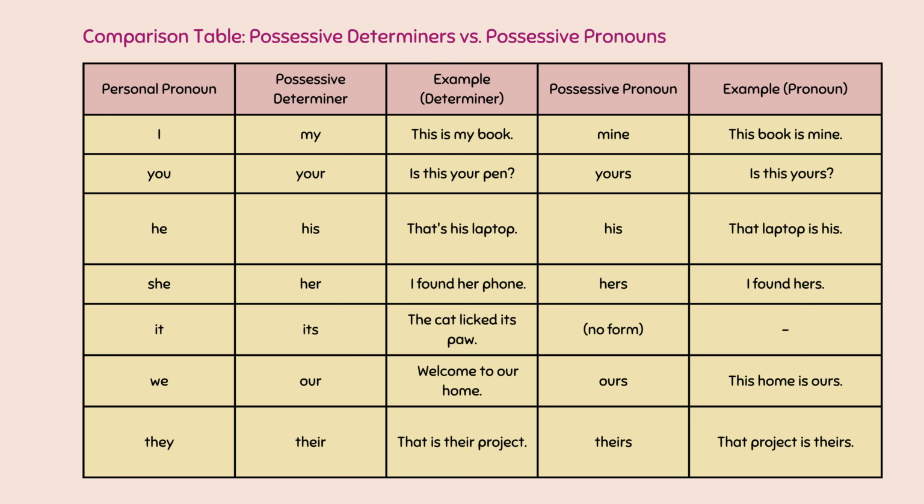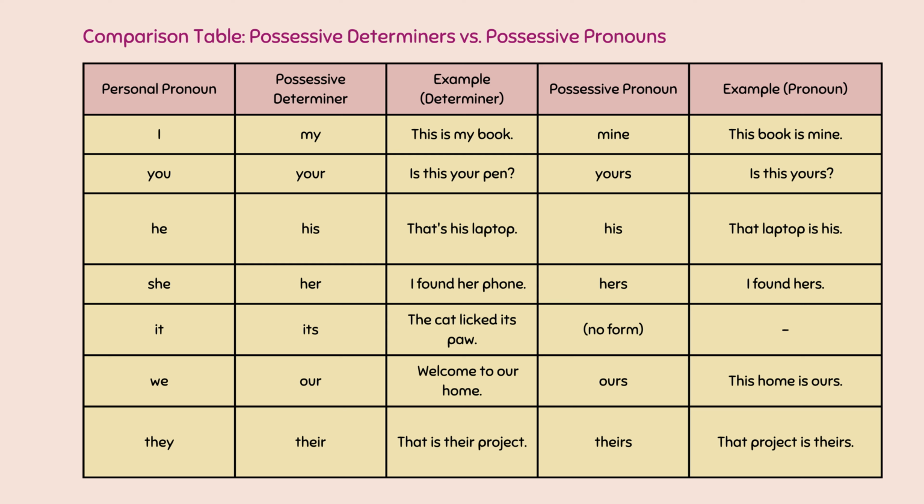He. Possessive determiner, that's his laptop. His is used before the noun laptop to show ownership. Possessive pronoun, that laptop is his. Here, his stands alone and replaces his laptop. It still shows ownership.